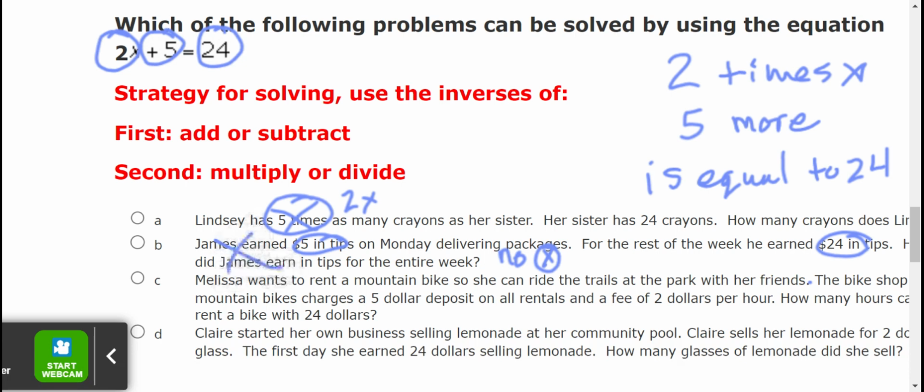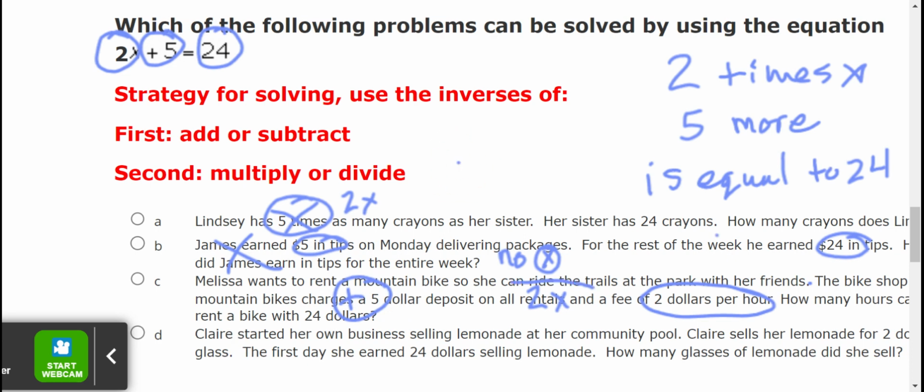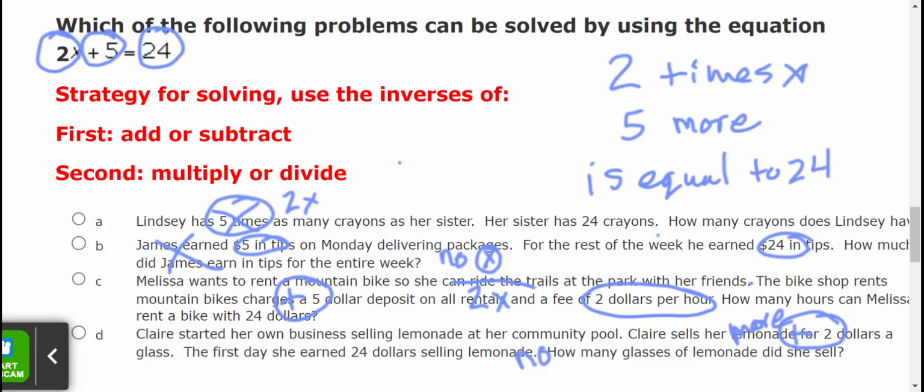So Melissa wants to rent a mountain bike. So here it says $2 per hour. So that is multiplying times 2. And then it's adding 5. And let's take a look at the last one on the bottom. So this is $2 for a glass. So that's $2 more for a glass. But Claire started her own business. How many glasses? So this one, there is no multiplying for this particular one. So it looks like Melissa is the one we were looking for.